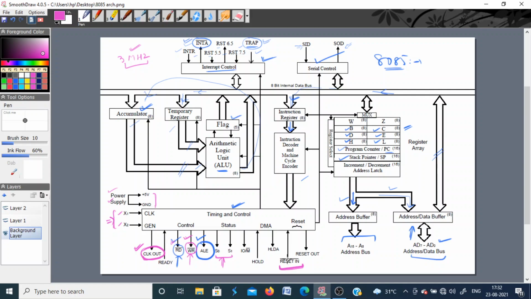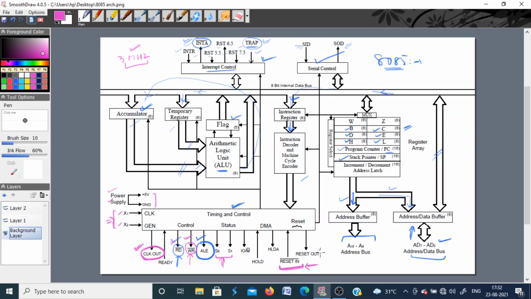Then we have the reset pin, RESET IN. This is again an active low pin, logic 0. If you apply a high to low pulse on this pin, the processor is reset. What do we mean by reset? Resetting any system means it will start from the starting point. Whenever this pin is activated, it is basically given by some device external to the processor.